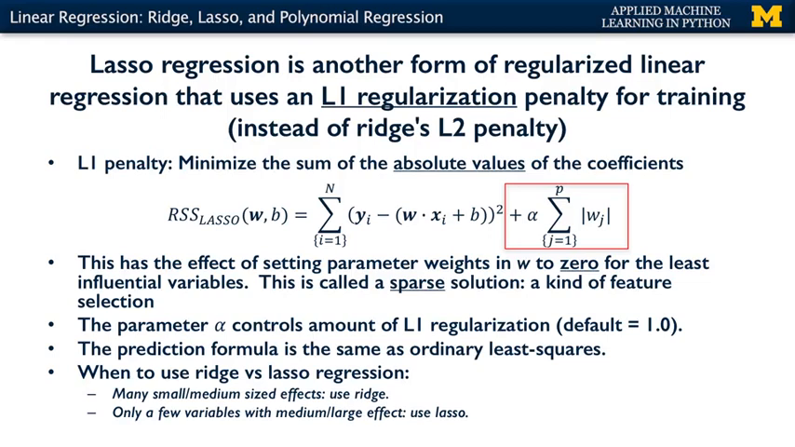In general, lasso regression is most helpful if you think there are only a few variables that have a medium or large effect on the output variable. Otherwise, if there are lots of variables that contribute small or medium effects, ridge regression is typically the better choice.